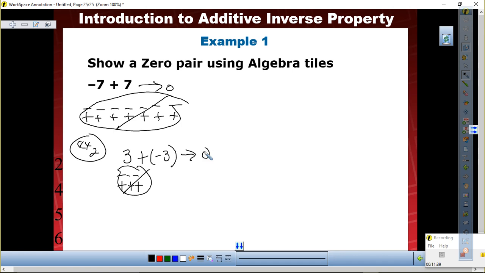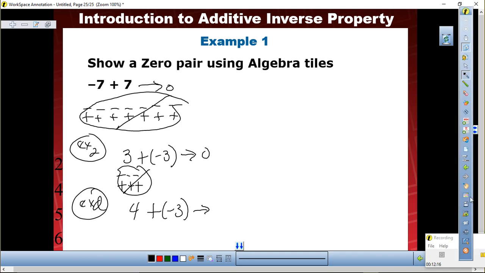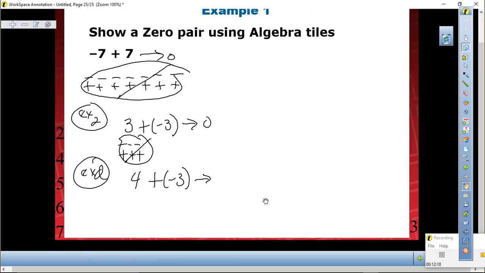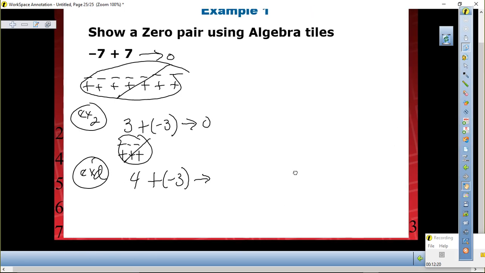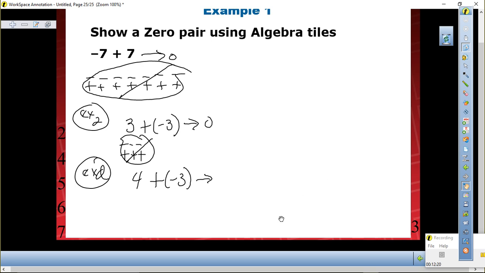And I want you to write 4 plus negative 3. Example 3, 4 plus negative 3. Simplify that. Use tiles, then identify your 0 pair, simplify and see what you get. I'll give you some time. All right, let's see.